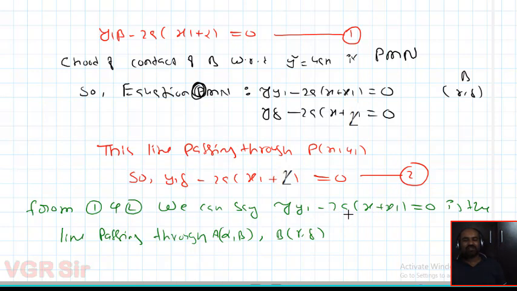Put gamma comma delta in this equation. By the second equation you can say that 0 equal 0 only, which means gamma comma delta is a point on this straight line. Through two distinct points you can draw only one straight line. That's why y y1 minus 2a times (x plus x1) equal to 0 passes through these two points, which means that is the equation of the polar. Final conclusion.